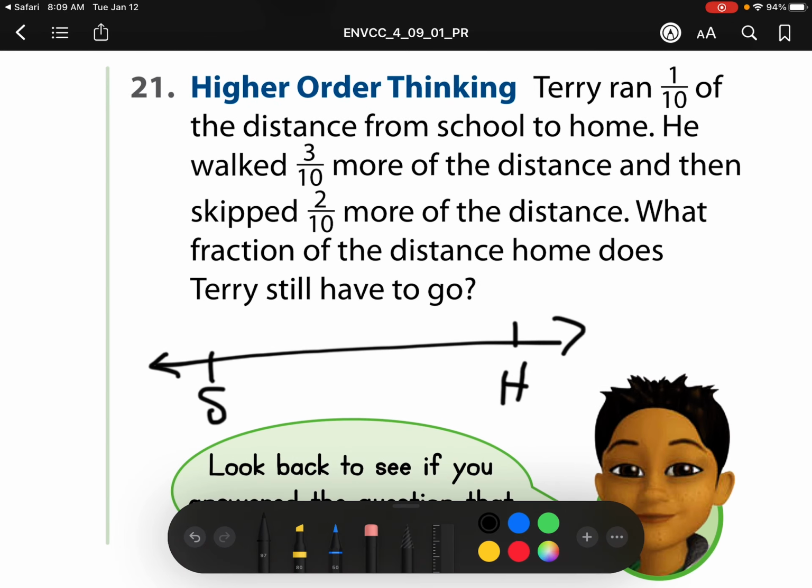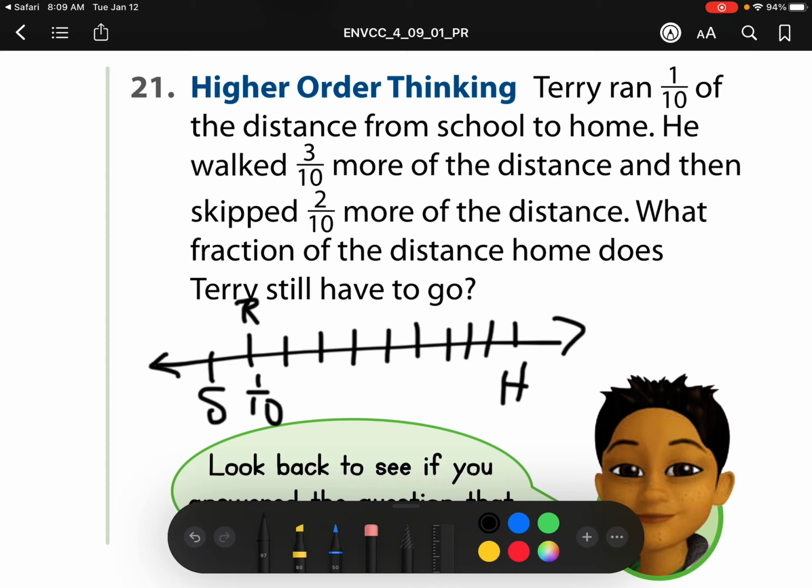And he ran 1/10 of the distance. So we're going to break this up into tenths. So 1, 2, 3, 4, 5, 6, 7, 8, 9, and 10. So he ran 1/10 of the distance from school to home. So it looks like he went right here. And that was what? That's a run.